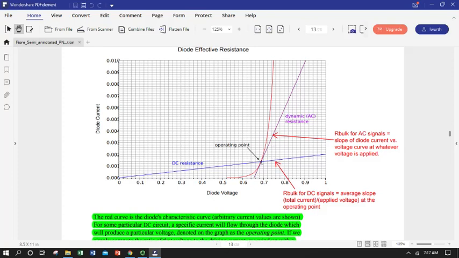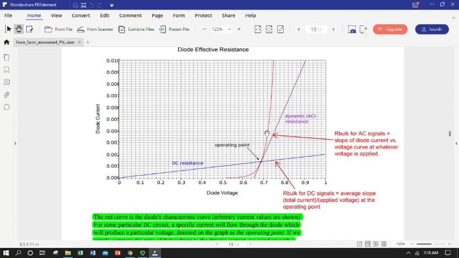So when we need to use R bulk, we first need to know what our DC current and voltage is with respect to that interface. So we need to define what's known as an operating point. So we need to know how much current and voltage are flowing through the resistor, and then we'll use a little bit of math to define the slope, and that slope will give us what's called dynamic resistance, which is really R bulk at that point. So you can see it changes because the slope changes as we go through the curve.